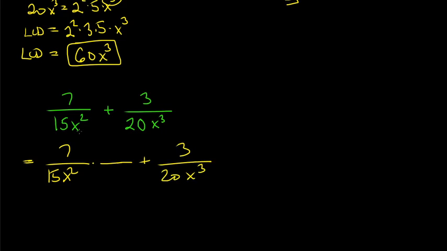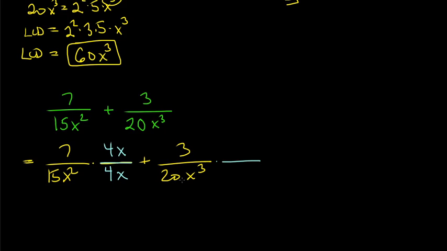Okay, so what are the missing factors here? Well, we're looking for 60x cubed. What number times 15 is 60? 60 divided by 15 is 4. So if I multiply 15 times 4, I get 60. And I only have x squared. I need x cubed. But x squared times x is x cubed. So I'm going to multiply the denominator by 4x. That means I have to multiply the numerator by 4x. Why? Well, I can multiply by 1 and not affect the outcome, right?